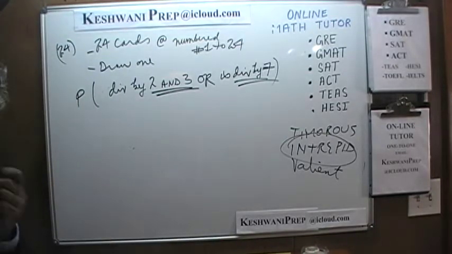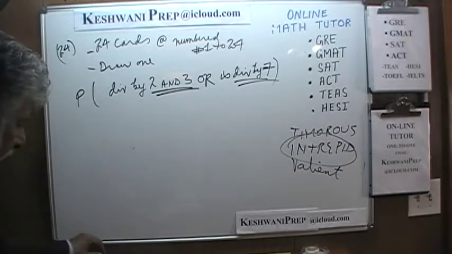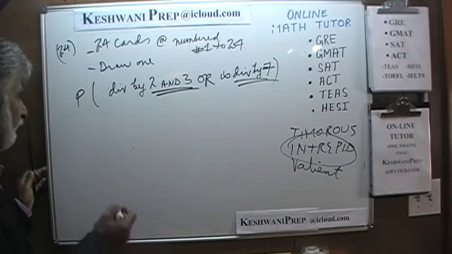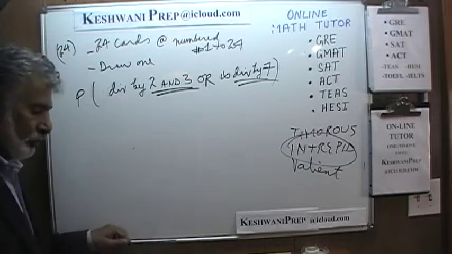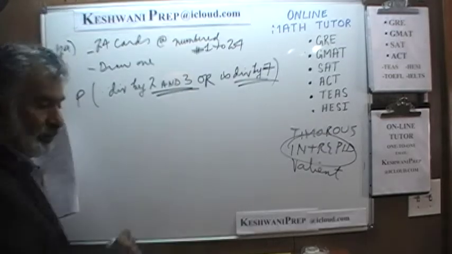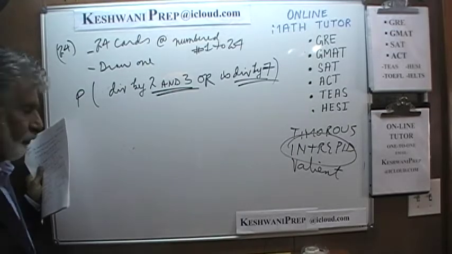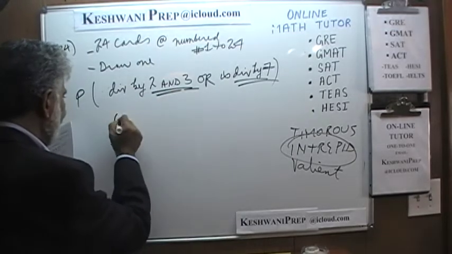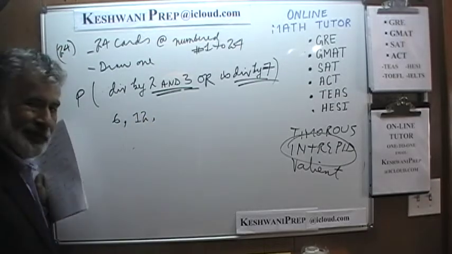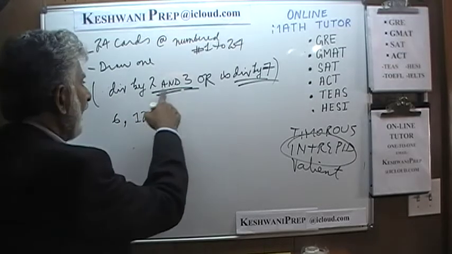Do you understand? Well, so let's list them. Keep in mind, we have 24 cards, 1 through 24. The first 1, 2, 3, 4, 5, those numbers are not multiples of 2 and 3. The first number that is a multiple of 2 and 3 is 6. And then we're going to have 12. Nothing in between is going to be both a multiple of 2 and 3.